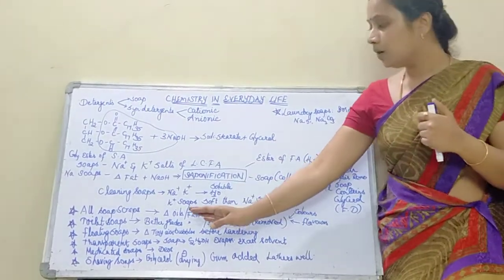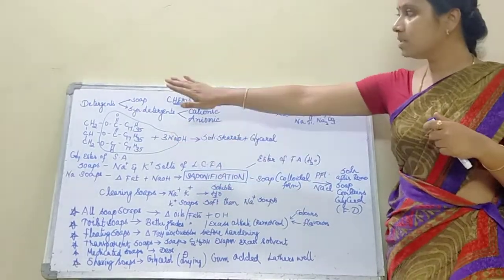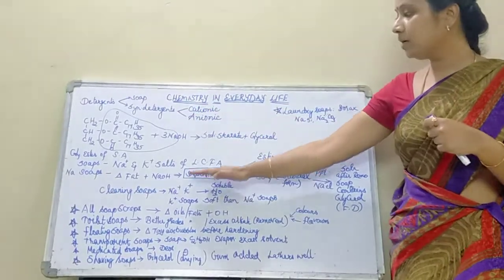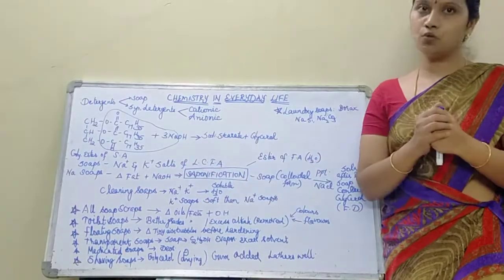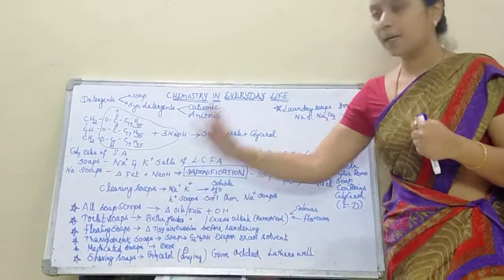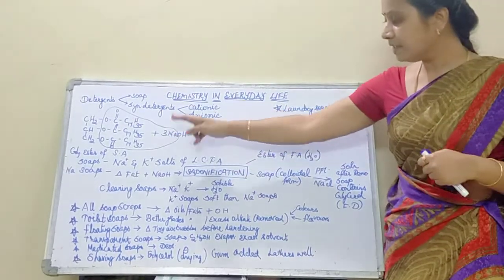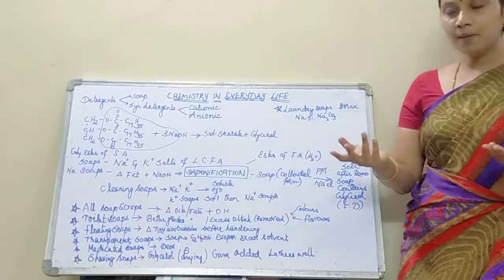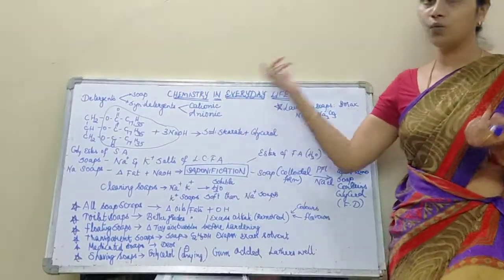Now, what are soap scrapes? We know what a detergent is. In that we have seen soaps, where the important reaction is saponification, and now we come to the types of soaps. Soap scrapes are produced by heating fats and oils along with an alcohol.